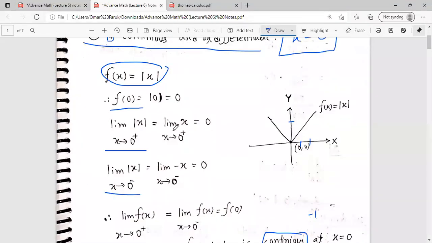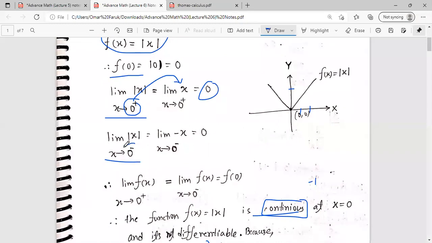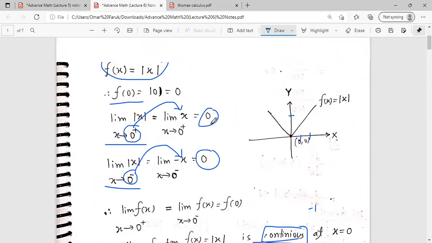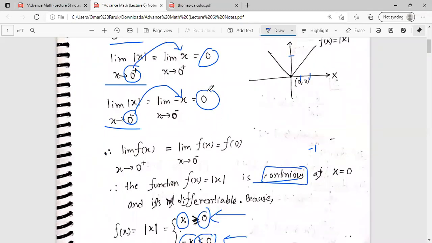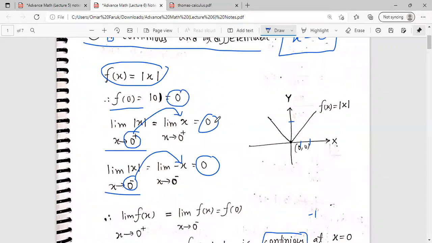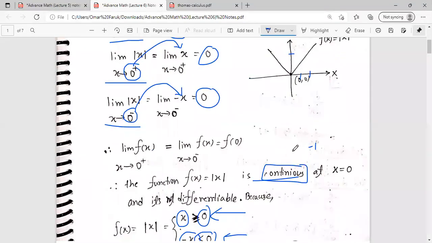To calculate the right hand limit, you just substitute 0 here. So the limit as x tends to 0 plus of x will be 0. And for the left hand limit, you just substitute 0 here. So the limit as x tends to 0 minus of minus x will also be 0. So we can see here that our left hand limit, right hand limit, and function value, all three are the same. That's why our function is continuous.